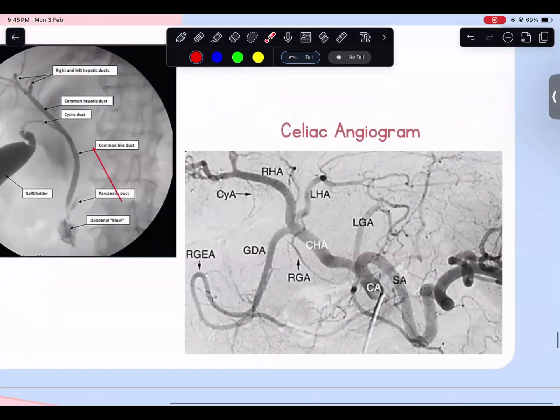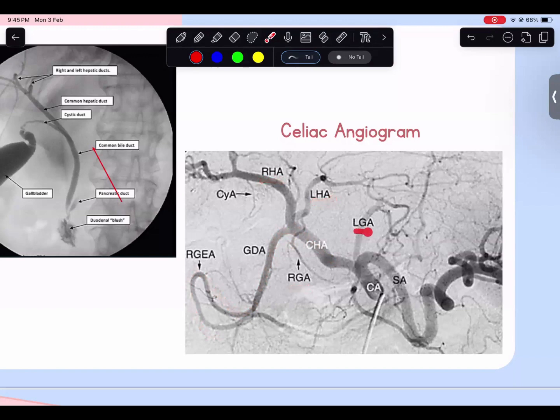For the celiac angiogram, this is basically about the arteries that we took. So this is your right hepatic artery, this is your left hepatic artery. They supply the lesser curvature of the stomach. Then you have the common hepatic artery, which first gives you your gastroduodenal artery, which gives you your gastroepiploic. And then this is your right gastric artery, and this is your left gastric artery. That's the right hepatic artery, my bad.